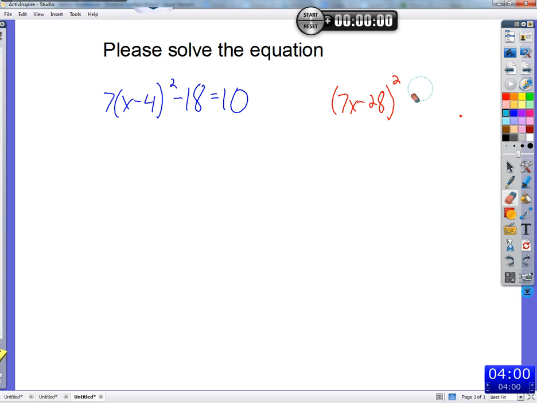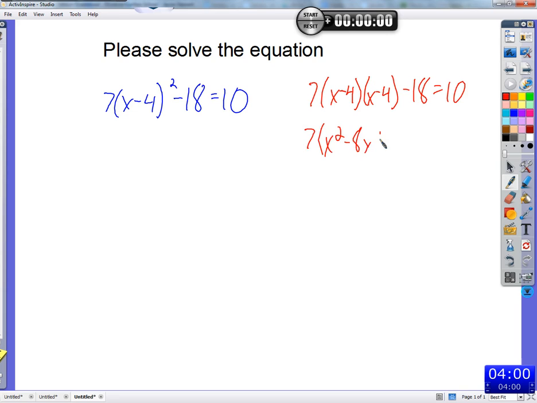The other thing would be, if we did write it as x minus 4 times x minus 4, and then we do it correctly, but this is the thing that I wouldn't advise, because now you're going to have 7 times x squared minus 8x plus 16 minus 18 equals 10, and then we have to distribute the 7, and then we have to combine like terms with the negative 18, and then we need to subtract 10 on both sides, get it equal to 0, then we have to factor it, set each factor equal to 0, and solve each of those. That's a lot of work.